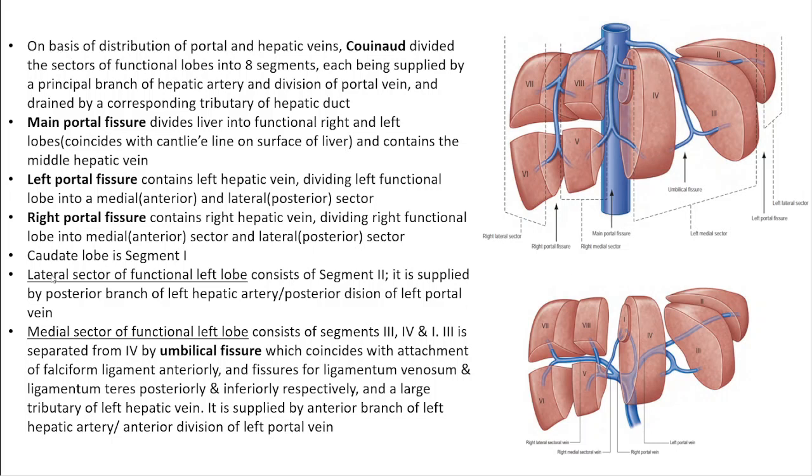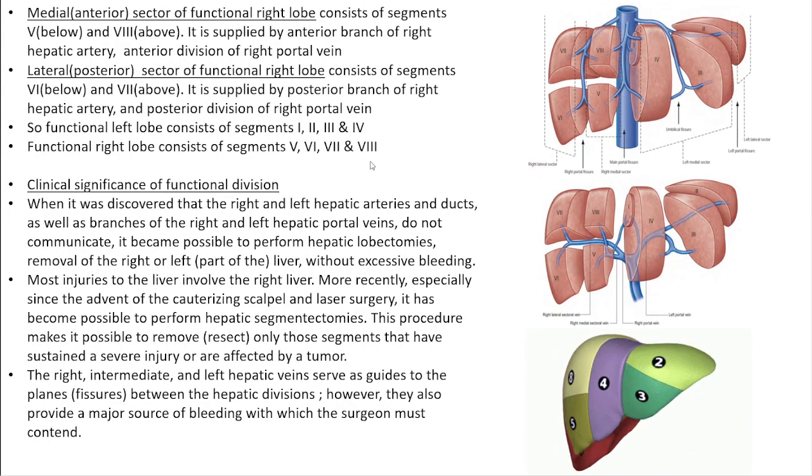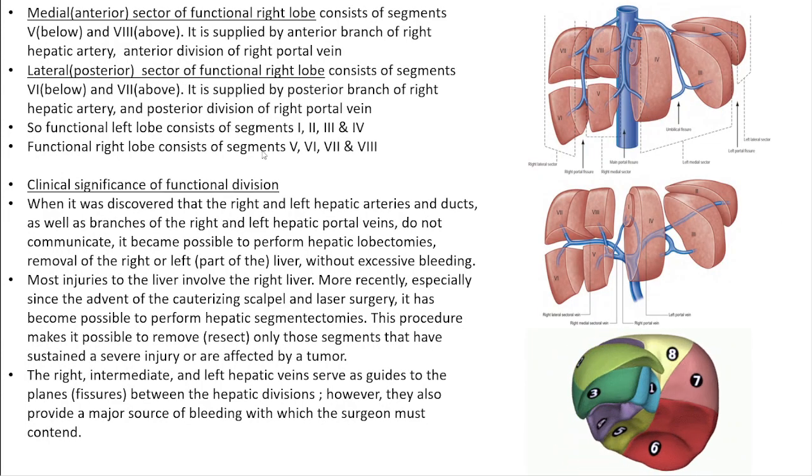Okay, then as I've already told you, the lateral sector of the functional left lobe. This is the lateral sector that consists of segment 2 only. So it is supplied by which branch of hepatic artery and portal vein, and this you can study. I've already discussed this. And so the various sectors consist of which segments.